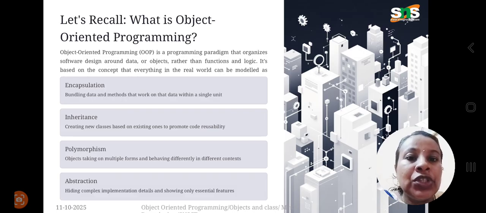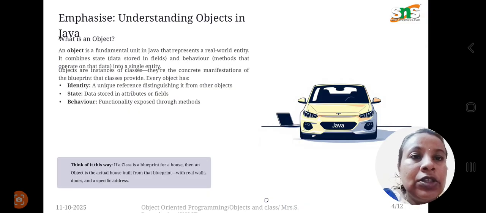The next one is abstraction: hiding complex implementation details and showing only essential features. This is called abstraction. Now let us understand with the design thinking concepts. The first stage is empathize, understanding objects in Java.